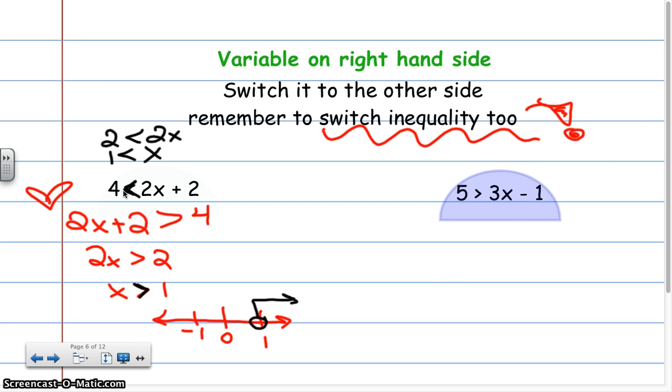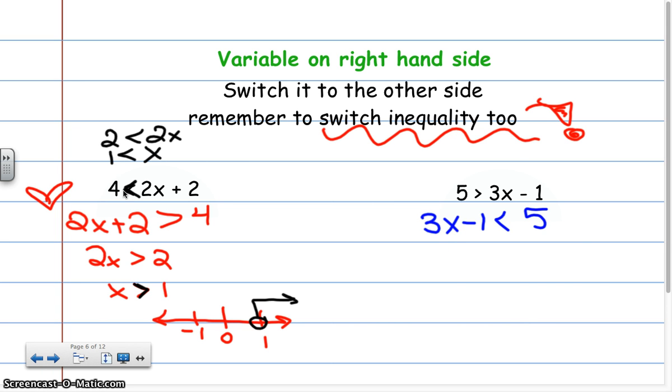Okay, I want you to flip this one. You try to flip it. Again, it's red. 5 is bigger than 3x minus 1. My variable is on my right-hand side, so I want to flip it to the left. So I just rewrite it, 3x minus 1. Now what's connected to it, the point or the open mouth? Point. Keep the point facing it, and then we've got the 5.